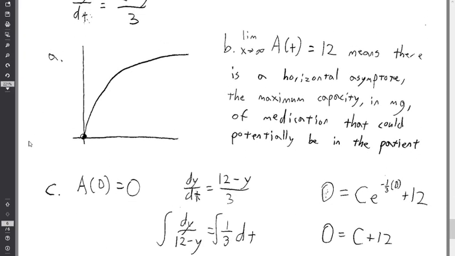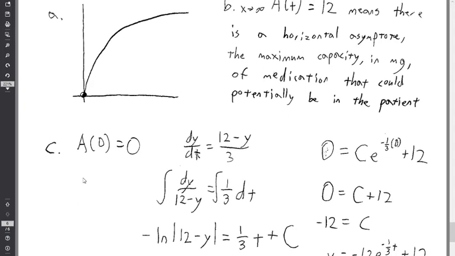So first of all, separate out the variables. I'm going to divide by 12 minus y. I'm going to move the dt over to this side. Then let's take the integral of both sides. Antiderivative of 12 minus y. This negative is out here because of the chain rule, undoing the chain rule. Absolute value there.